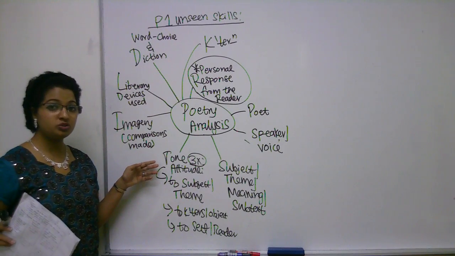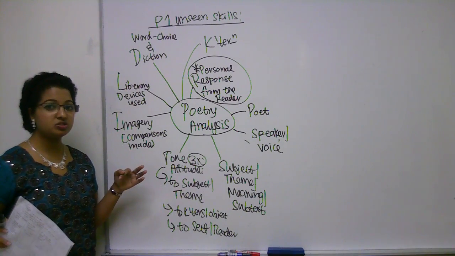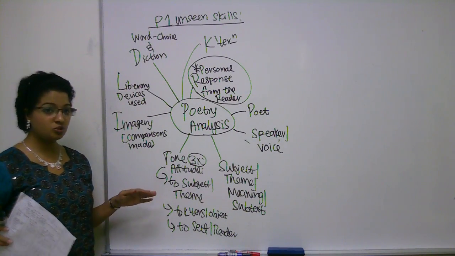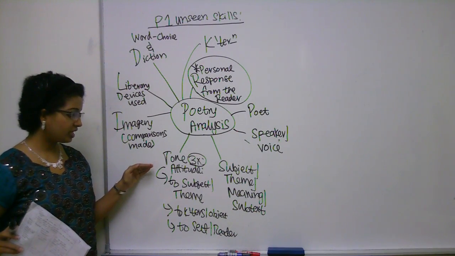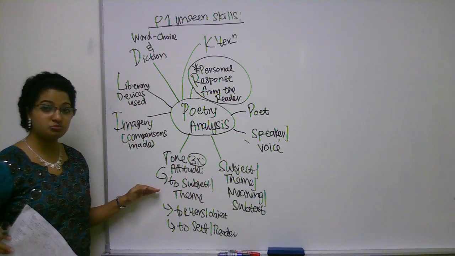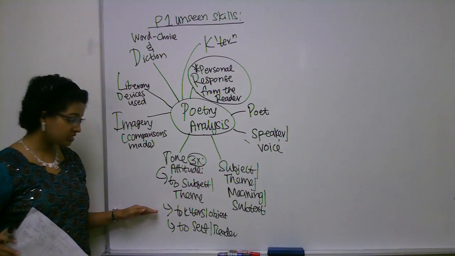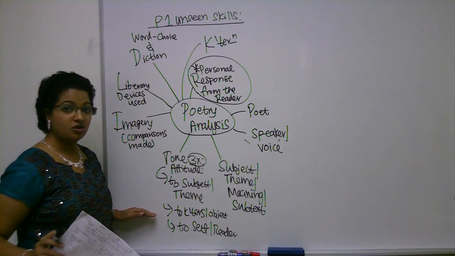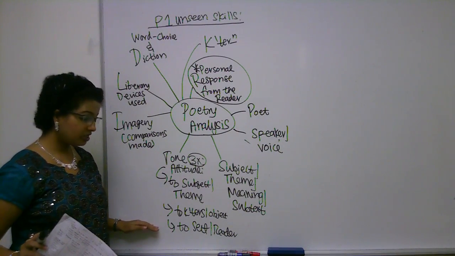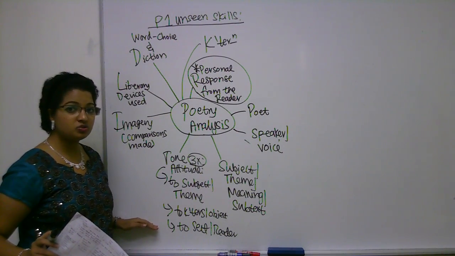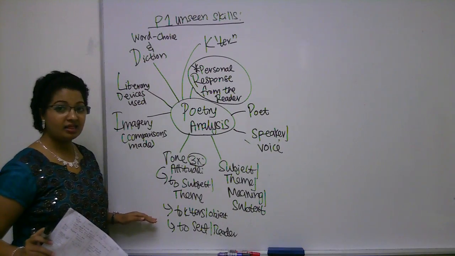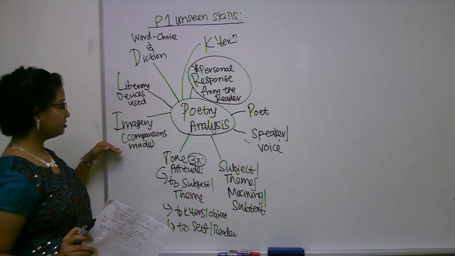So tone, I've already told you, we have three different definitions or subparts under tone. One of the first things that you have to look at is the writer's attitude towards the subject or the theme. Alright. The second thing that you have to look at is the writer's attitude towards the characters or the objects. And the last thing that you have to look at is the writer's attitude towards himself or herself and the reader. Now let's look at imagery.